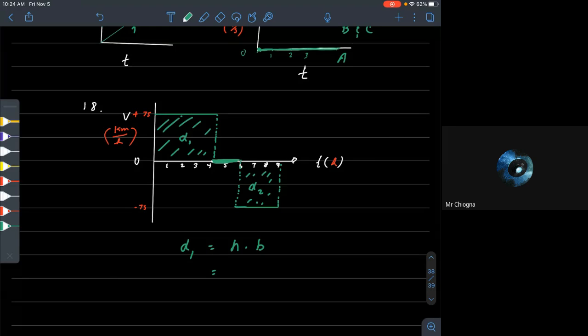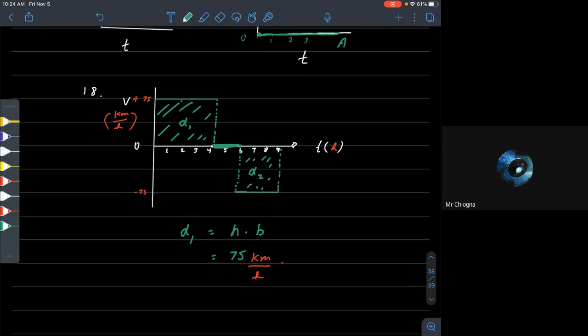What are the numbers? The height is 75. I'm going to put the units in red so you can see how they cancel out. The base is 4. Whoops, not kilometers per hour, just hours. So this is 300.